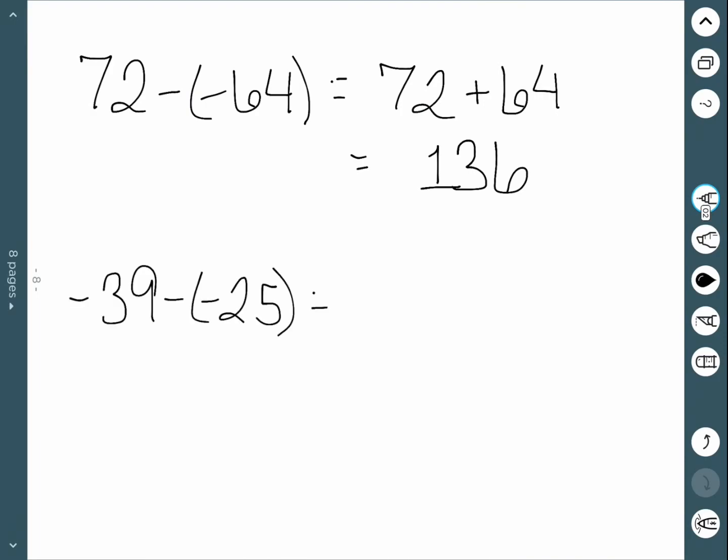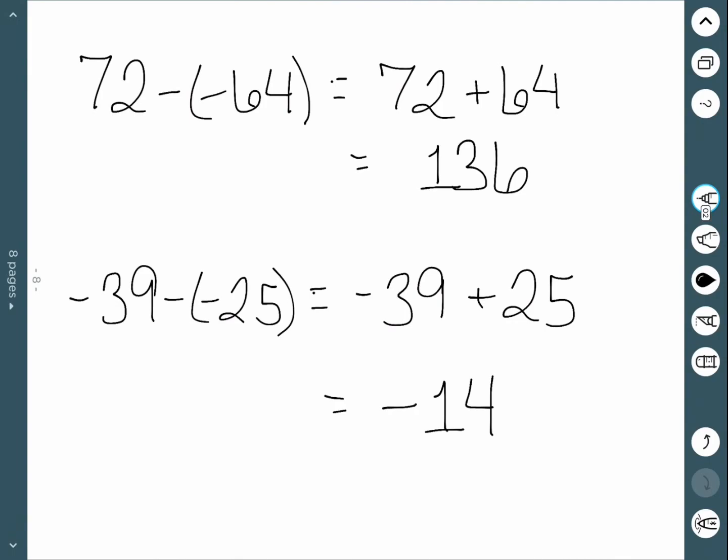Our next one, negative 39 minus negative 25. Once again, the double negative makes us positive. Now we have one of each sign, so we subtract. 39 minus 25 is 14, and then we take the sign of the bigger number, which in this case is negative 39, so negative 14.